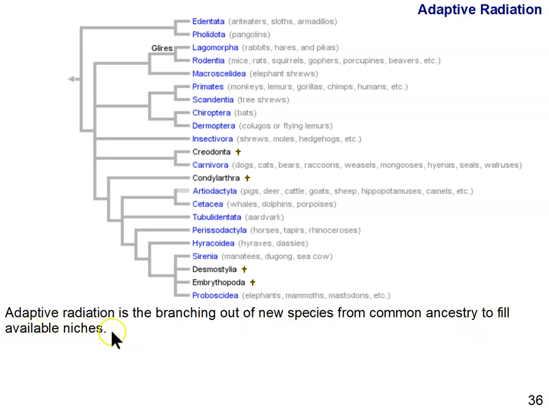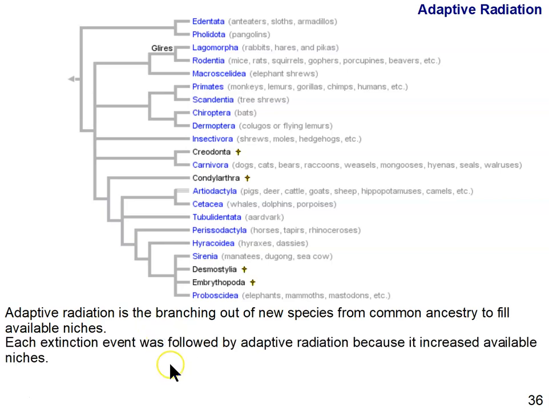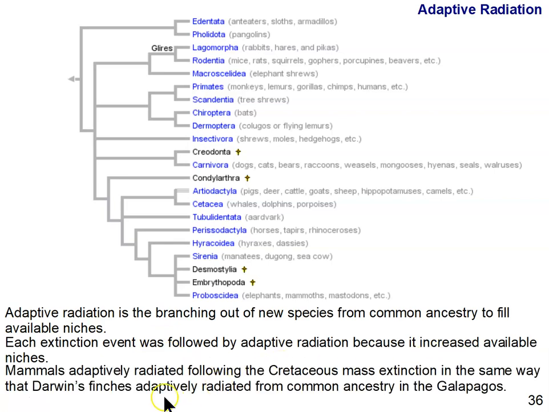And after extinction events, there are all kinds of available niches. So we see adaptive radiation. After extinction events, we see adaptive radiation of the surviving species. And that's basically what that says. So mammals adaptively radiated following the Cretaceous mass extinction that removed the dinosaurs, in the same way that Darwin's finches adaptively radiated from common ancestry in the Galapagos Islands.